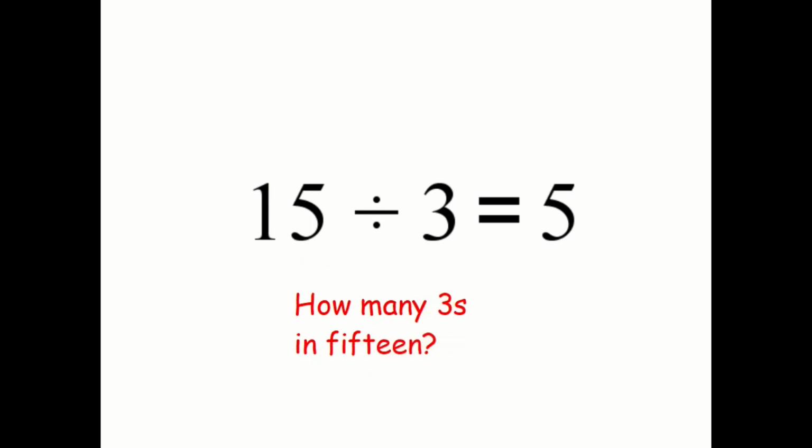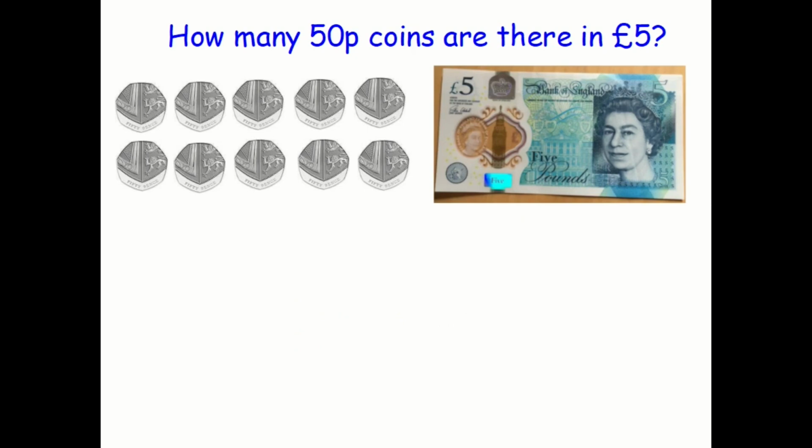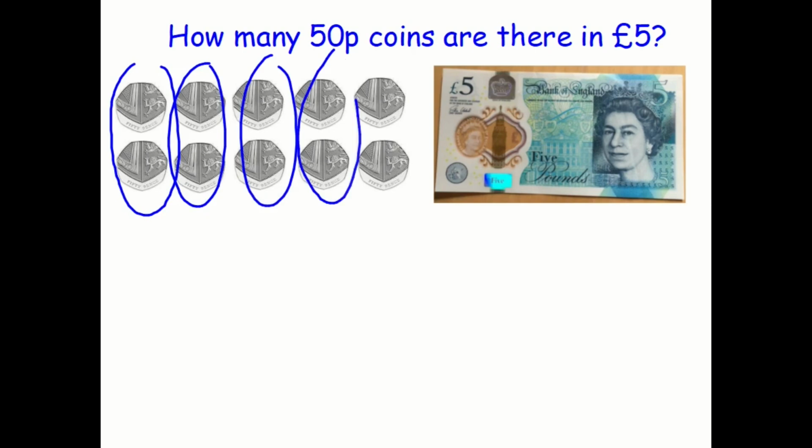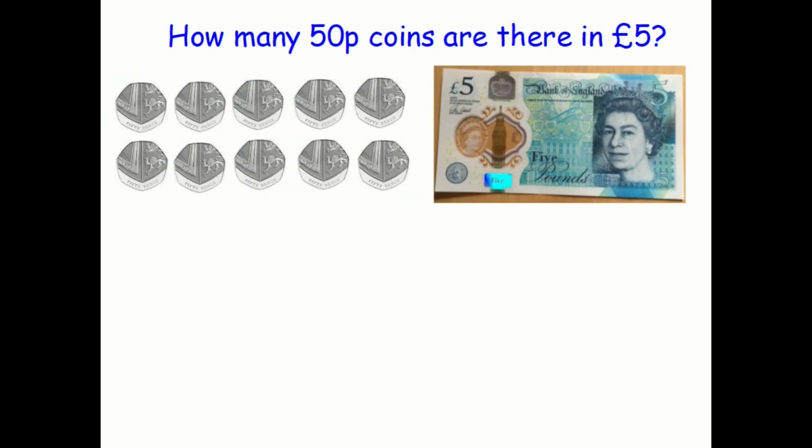Now, why is this important? It's important for the following reasons. Look at this question. How many 50p coins are there in £5? Hopefully you will know that two 50p's make a pound. So that's £1, £2, £3, £4, £5. There are 10, as you can see here. 1, 2, 3, 4, 5, 6, 7, 8, 9, 10.